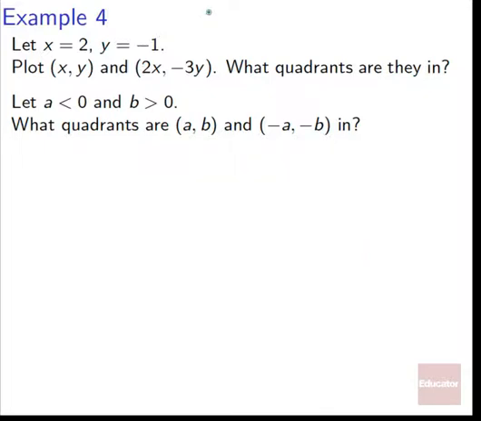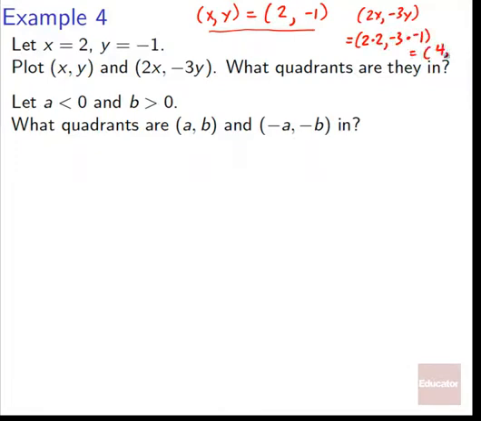We know what the value of x is, we know what the value of y is, so we can actually figure out what x, y is, right? We just swap out the numbers, we substitute. X is 2, y is -1, and there is x, y. If we want to figure out what 2x, -3y is, then we swap out for the values, and we'll get 2 times 2, -3 times -1, which is the same thing as 4, +3. So there are our 2 points that we're looking to plot.